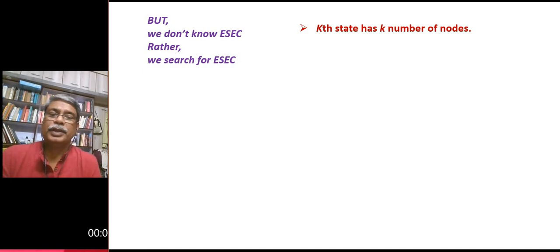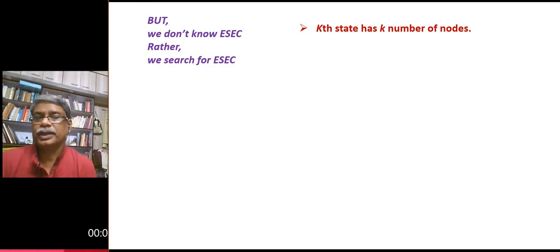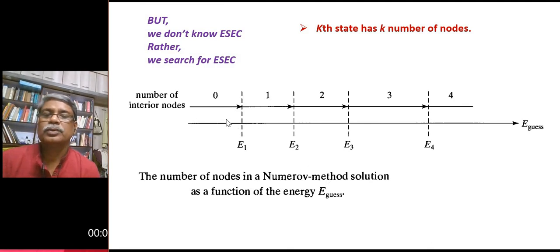And as you know, for the SHO system, the ground state has no node, the first state has one node, and so on. The kth state has k number of nodes. So it looks like this. The ground state, 0 node, 1 node, second, third, fourth, and so on. So this is the number of nodes in a Numerov method solution as a function of the energy E guess.